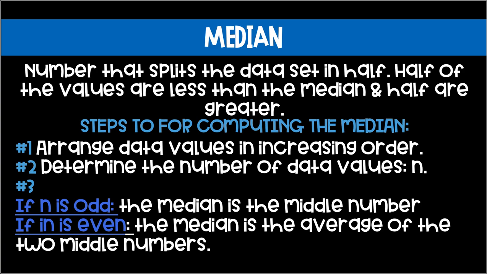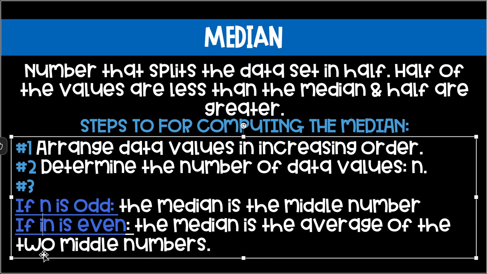The steps for computing the median are arranging your data values in increasing order, then determining the count of values, and now we have two options. If you have an odd count of values, your median will be the number exactly in the middle. If your data set has an even count of values, you have to find the mean of the two middle numbers.